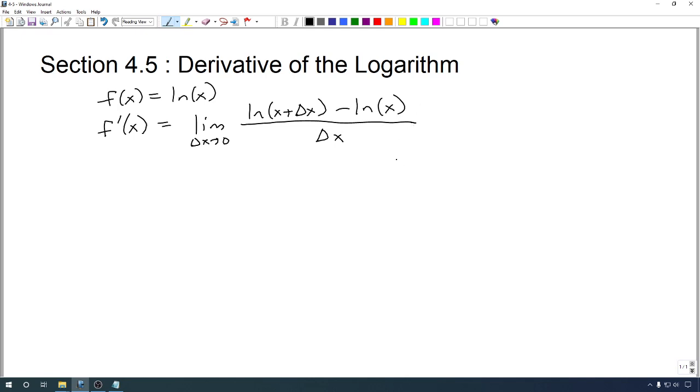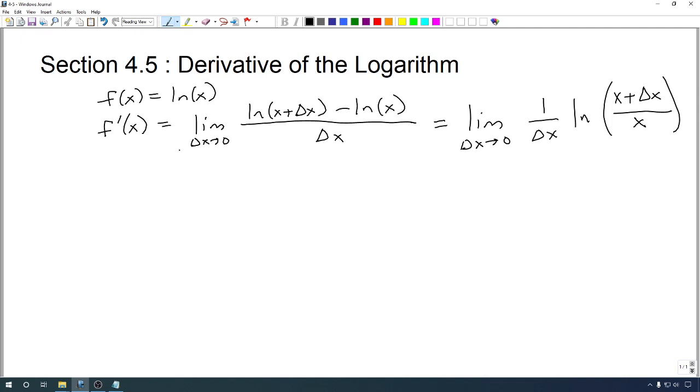We could maybe use some properties of logarithms to, say, combine these two. We have a difference of two logarithms. We can turn that into a quotient. That's one of our properties. So we could write this as we have the delta x on the bottom, and then a natural logarithm of the quotient. But this limit is still not really something we know how to deal with. So what can we do here?